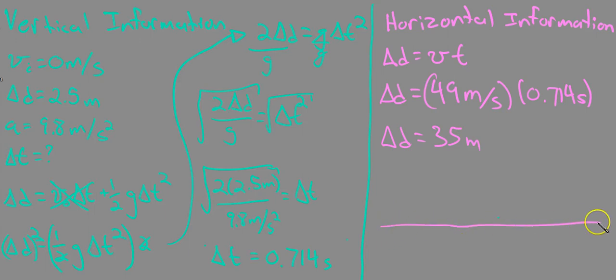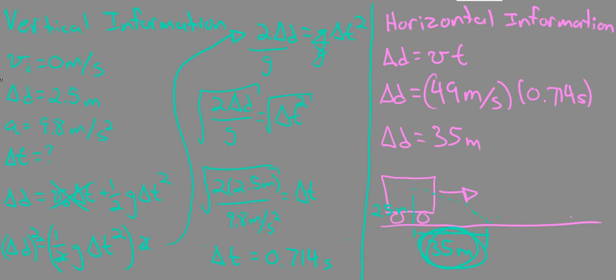So if I was to draw this, I'd have a vehicle traveling really fast, okay, traveling this direction, and the stone would be dropped here, and it would travel a fair distance. This here would be 2.5 meters, but this horizontal distance would be 35 meters. And this here is the answer that I want to put in.